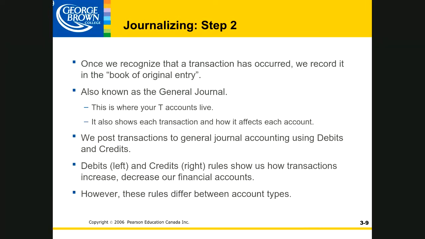After we do this, in order to organize the information in the general journal, we need to post or organize that transaction using the rules of debits and credits. Debit means the left-hand column, credit means right. These rules show us how transactions are increasing the amount of money in different accounts. Now, while left and right is pretty simple, these rules can differ between account types.